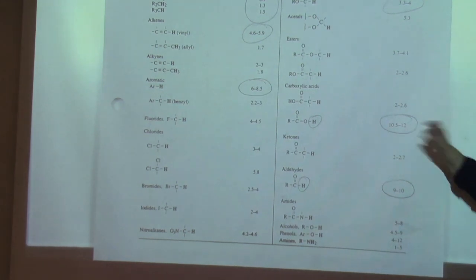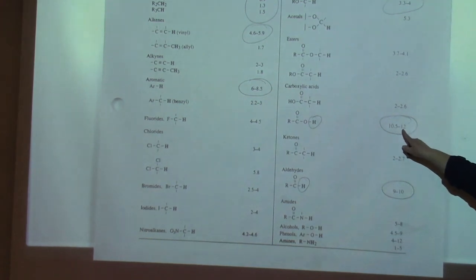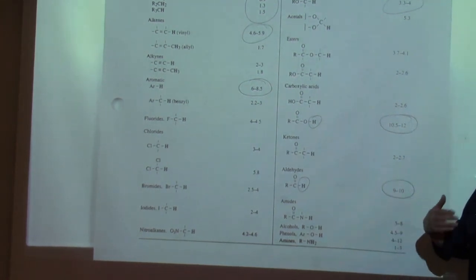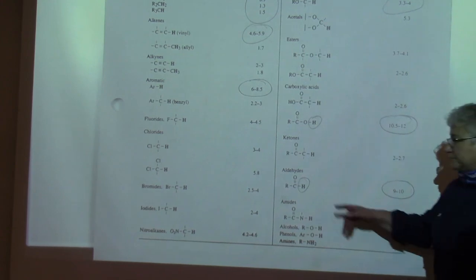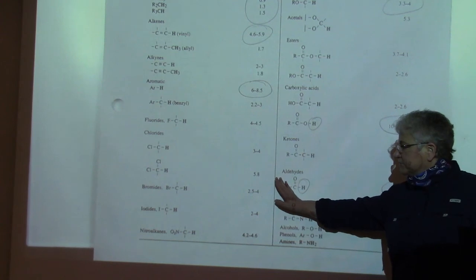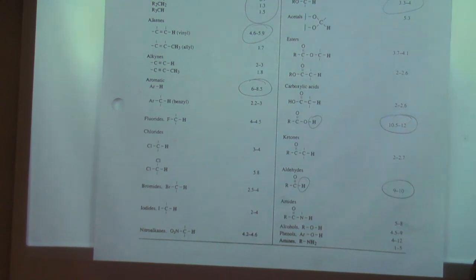It's the peak that is furthest downfield, right? So 10 to 12. And then the other peak that's downfield, just not quite as far, is your aldehyde. So remember that is an aldehyde. And the aldehyde hydrogen is distinctive because it shows up between 9 and 10.